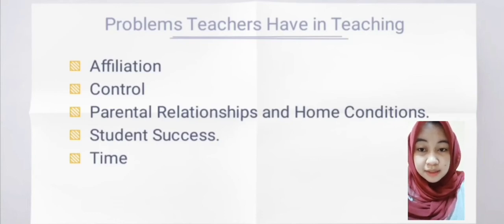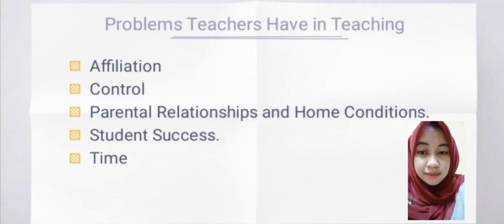Number one is affiliation. Affiliation is defined as the teacher's need to establish and maintain good relationships with others in the school. This includes relationships with students, fellow teachers, staff, and administrators. Affiliation problems also come from an inability to interact effectively.